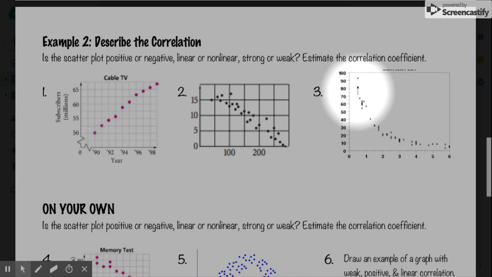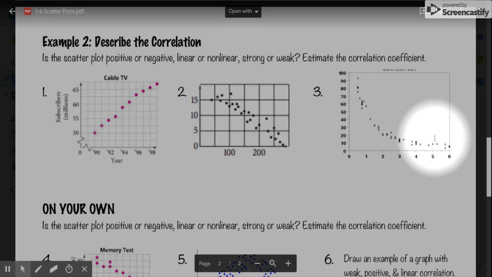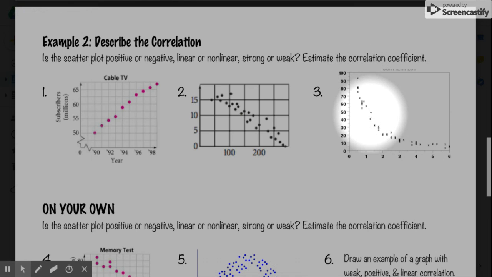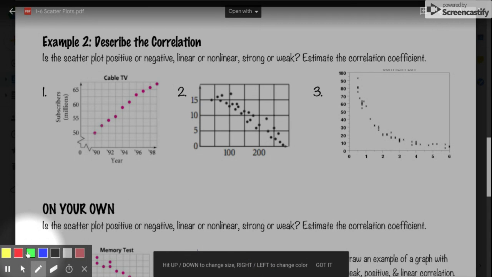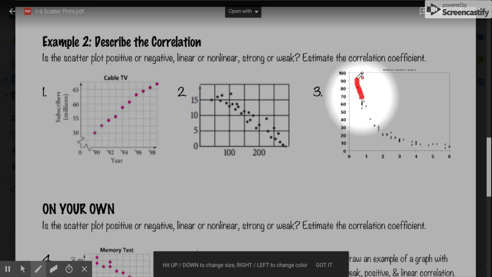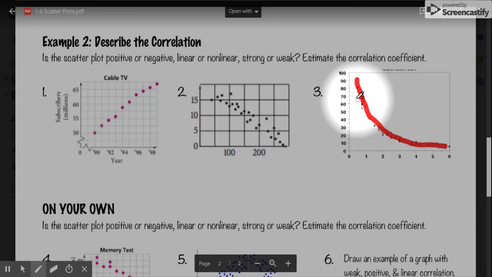And then last one, either positive or negative first. Because it starts up high and goes down low, that would be negative. It's getting smaller. This one is nonlinear because it doesn't make a straight line. And then I would say this one's pretty strong because those points are close together. If it helps, let me try to draw a line through the middle. If you draw a line through the dots, if all the points are pretty close together like they are here, then it would be considered strong. And then the correlation coefficient, because it is fairly strong, is going to be close to 1. Because it's negative, it's close to -1. So I would give this one probably a -0.8, maybe -0.9, so anywhere around that area.